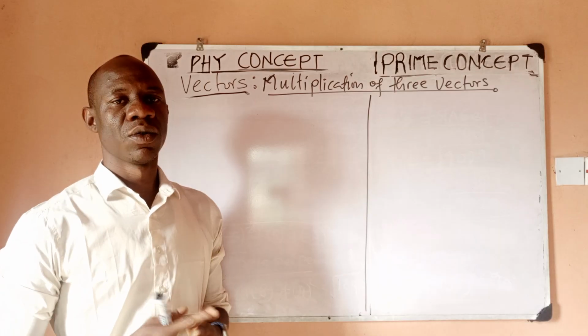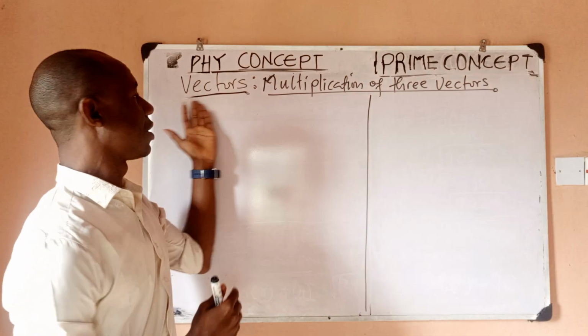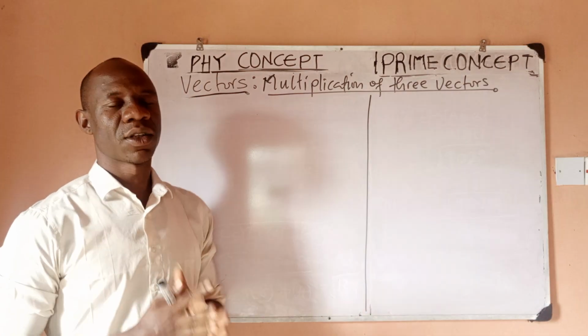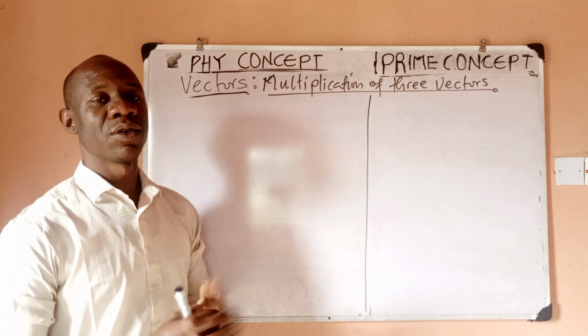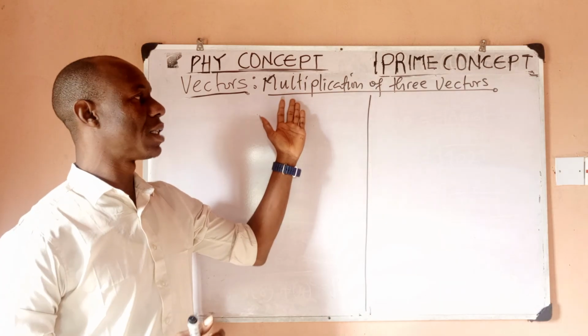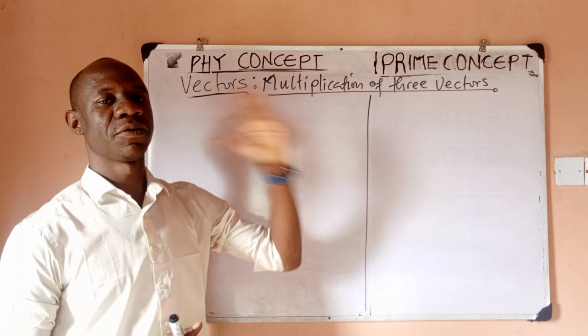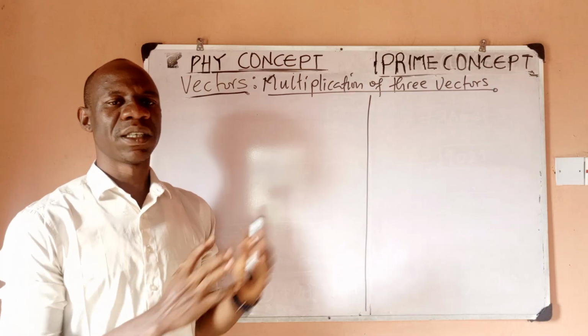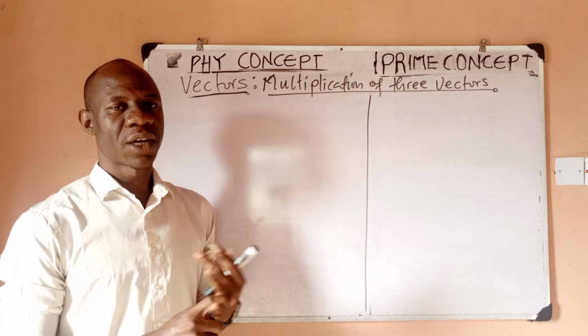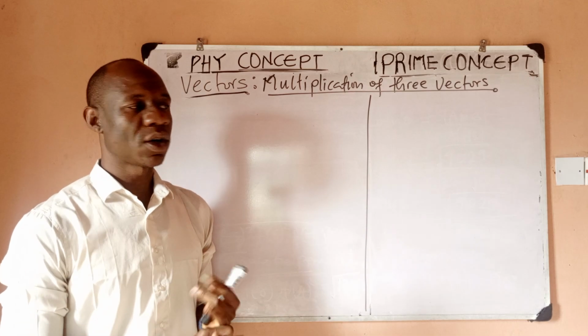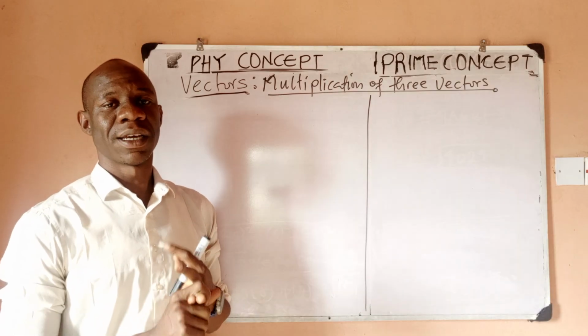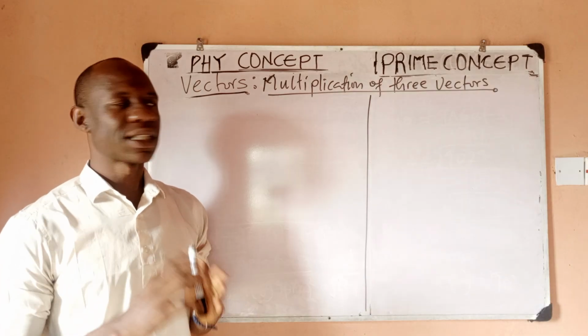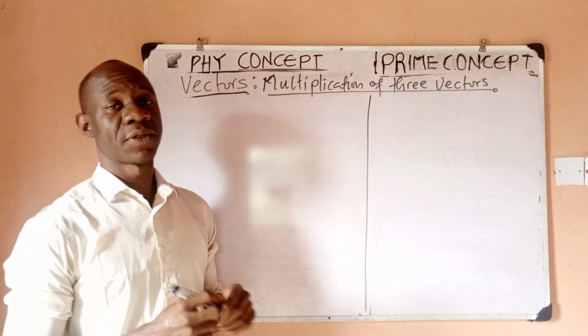In this video, I want to look at the further studies on vectors. I've done a lot on vectors, so this time we'll be concluding vectors by looking at multiplication of three vectors. We have studied multiplication of two vectors, where we considered the dot product and the cross product. But this time we want to consider multiplication of three vectors.